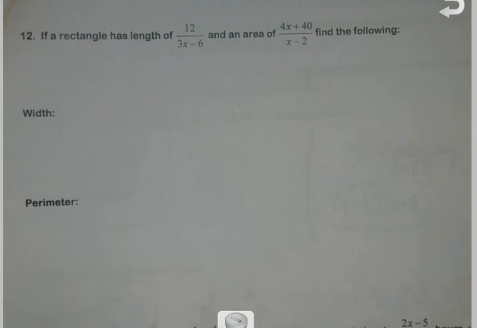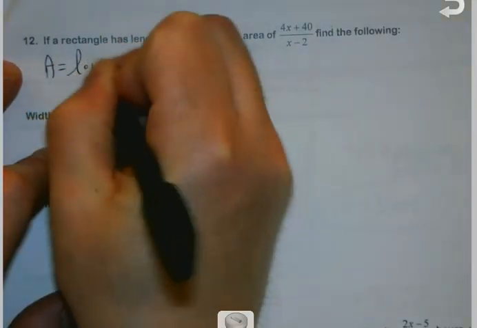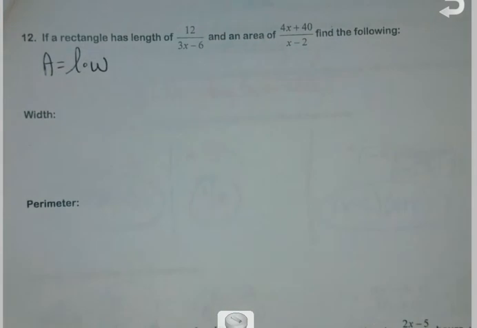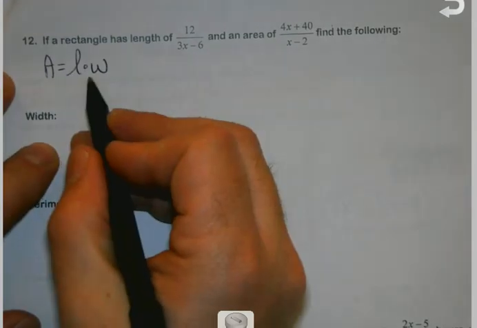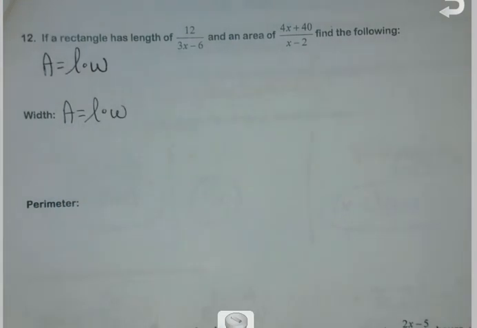Okay. Now comes the application to see if we actually get it. If a rectangle has a length of 12 over 3x minus 6 and an area of 4x plus 40 over x minus 2, find the following. Okay. Notice we're talking about length and area. When we're looking at a rectangle, area is length times width. Okay? So, to find the width, so if I took area and did length times width, and I was trying to solve for width, I was trying to get W alone, what would I have to do?